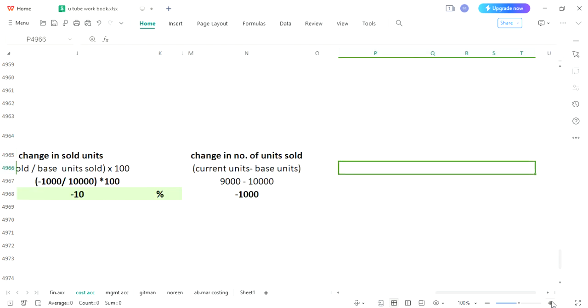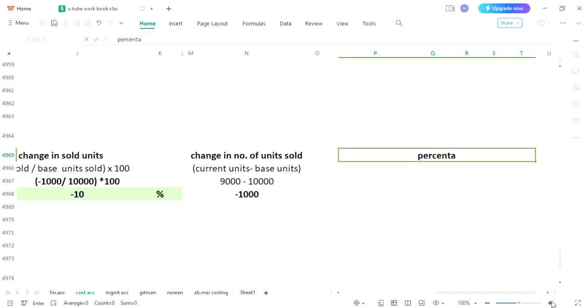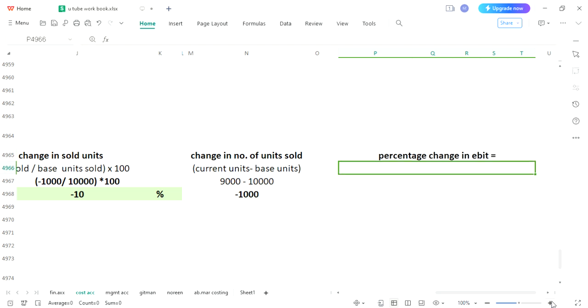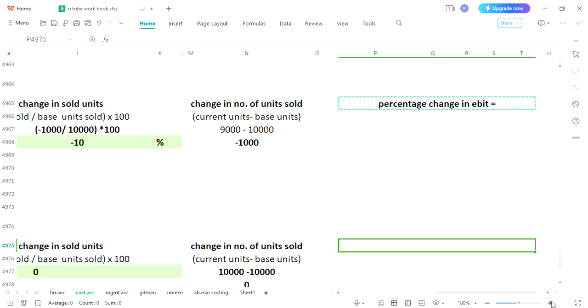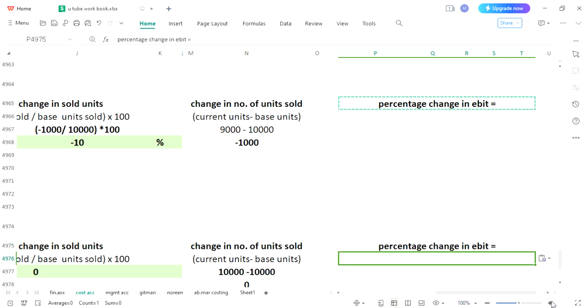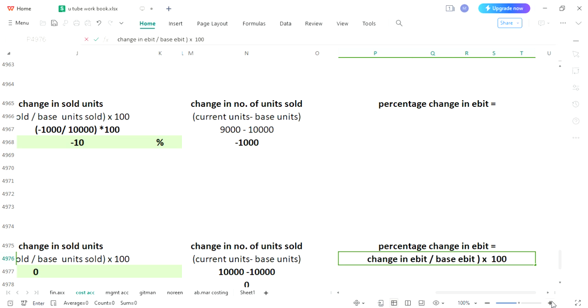So the first step is to write down the formula of percentage change in EBIT. Again, the base is the same, 10,000. So the first step is to calculate the percentage change in number of units, where the number of units was 10,000. Okay, the formula for percentage change in EBIT is change in EBIT, you will divide by base EBIT, and finally you will multiply it by 100, with which the percentage would be calculated.